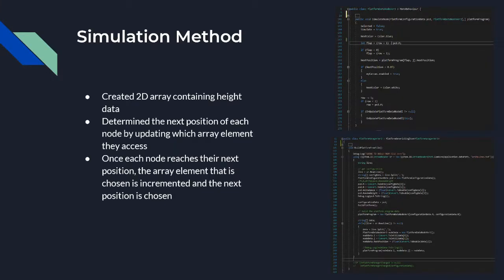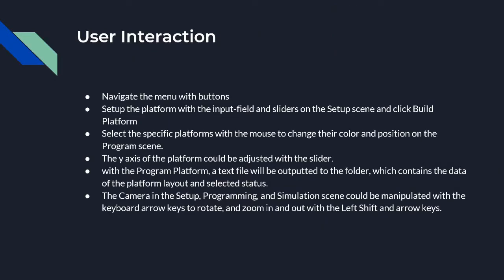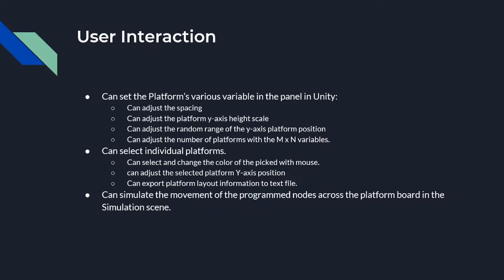So in the setup scene, we can change the number of rows and columns for our platform, and the spacing between the nodes, and the range of our y-axis which will be shown on the top panel. And in the program scene, we can select individual nodes and adjust its height, so when we click on the program button, it will be stored in the text file, which will be used for the simulation of the program.